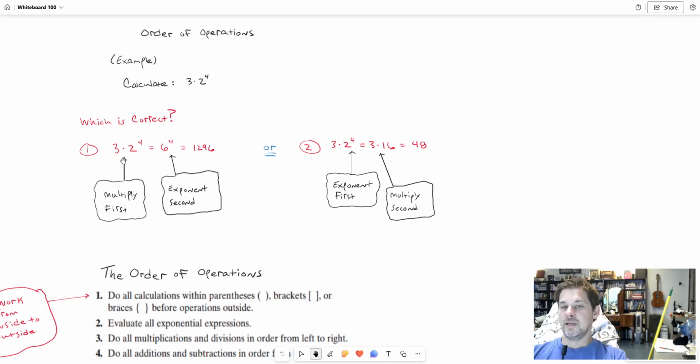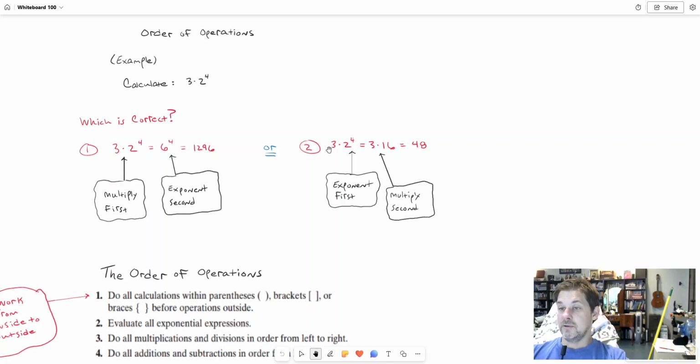So here, let's say that we'll do it this first way, just as an experiment. We'll say, suppose we multiply first and we do the exponent second. So I've got 3 times 2 to the power 4. So I'll do the multiplication first. I'll do 3 times 2. That'll give me 6. And then that would leave the exponent undone. So then I'll do the exponent second, and that's 6 to the 4th power. That's 1,296. Okay? So maybe that's correct. Maybe that's the way things are supposed to be done.